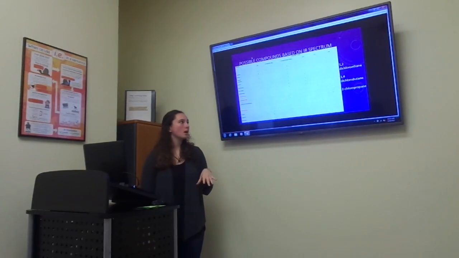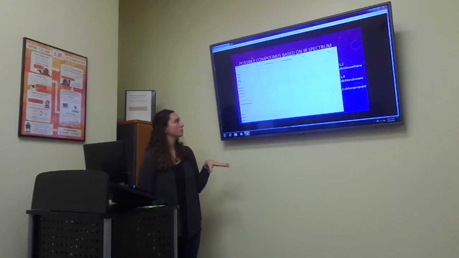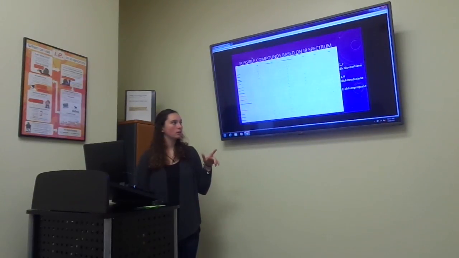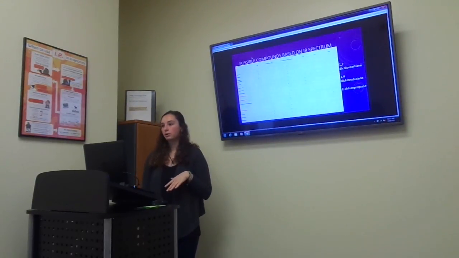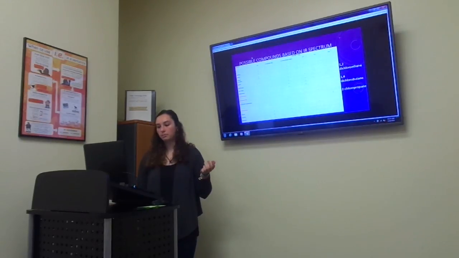So based on our infrared spectrum, these are all the possible combinations that we could have. They're highlighted in red, so our unknown compound could be 1,2-dichloroethane, 1,4-dichlorobutane, or 2-chloropropane.